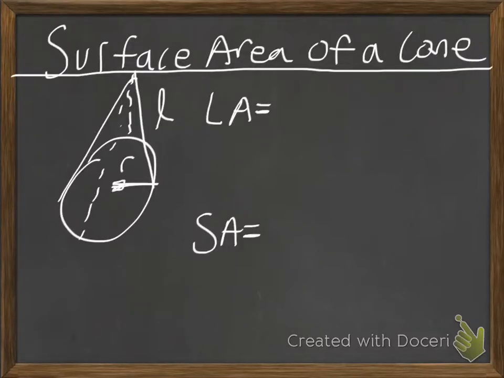Okay, surface area of a cone. All right, so we've talked about surface area before. We know that the surface area of a three-dimensional figure is the area of its faces added to the area of its base. More than one base, of course, if it's a prism or a cylinder. But here we're going to be talking about a cone. So we know it has a circle on one side and then a point on the other.